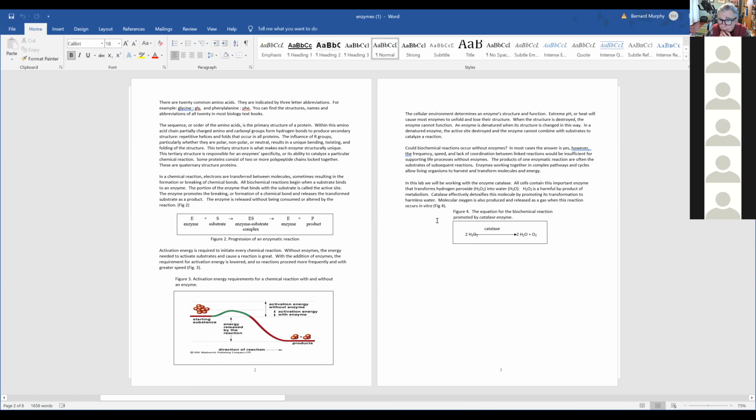This is a really toxic molecule, hydrogen peroxide. Well, as I mentioned in class, you might have some at home. What do you use it for? I'll give you a hint, it's probably in your medicine cabinet. Anybody?